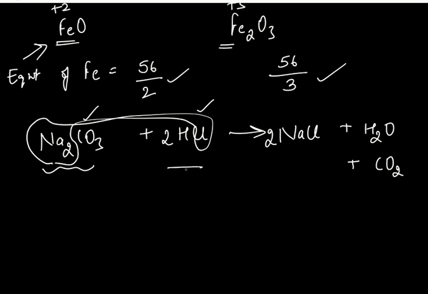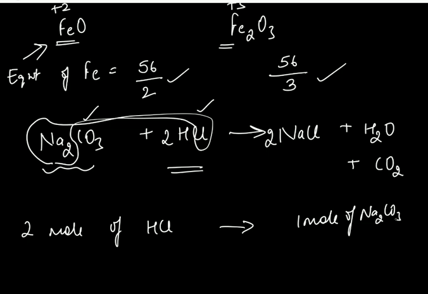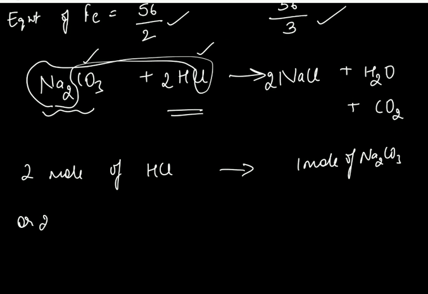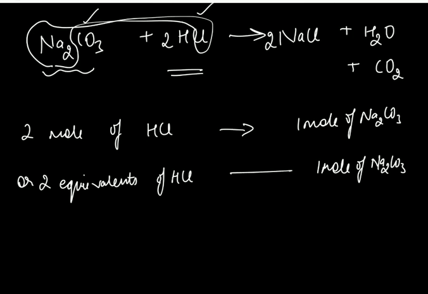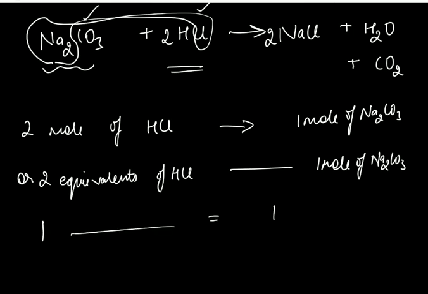So we can say 2 moles of HCl is combining with how many moles of Na2CO3? 1 mole of Na2CO3, right? Or we can say 2 equivalents of HCl combined with 1 mole of Na2CO3. So now, 1 equivalent of HCl will combine with half a mole of Na2CO3, correct?